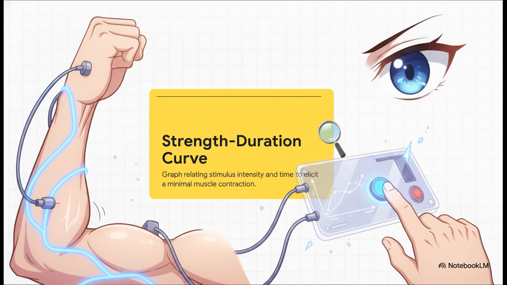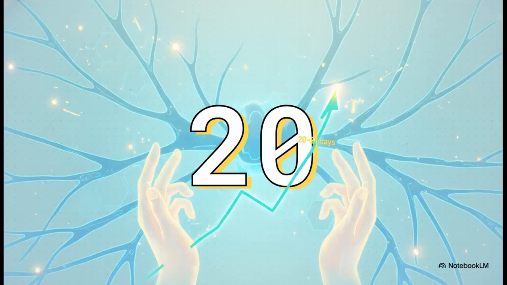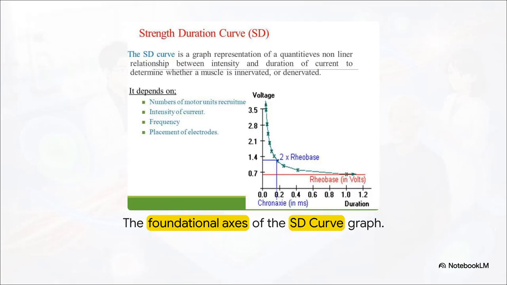That's the whole shebang. But timing is absolutely crucial with this test. You wouldn't just jump in and perform an SD curve immediately after someone gets hurt. The optimal waiting period is actually right around 20 to 21 days post-injury. Why? Because that is exactly when nerve regeneration, which follows what we call Wallerian degeneration, might actually start to show some measurable signs.